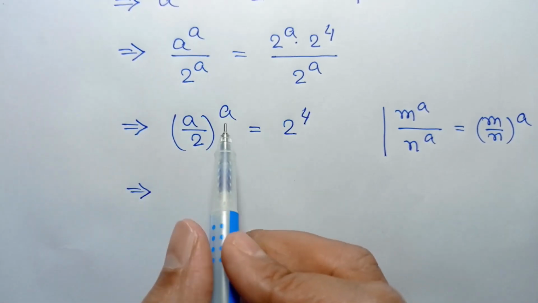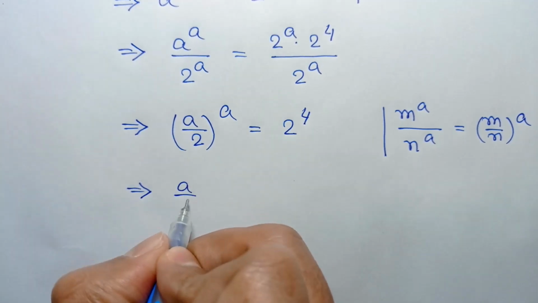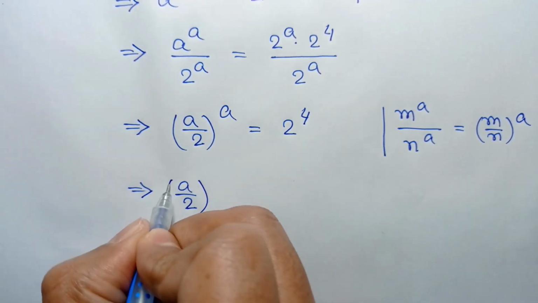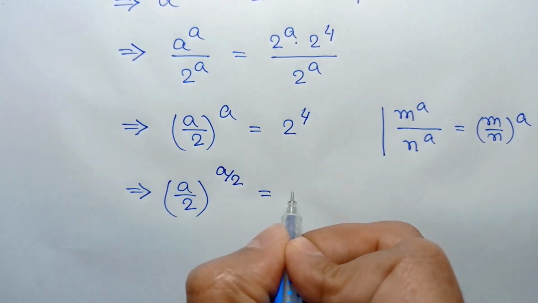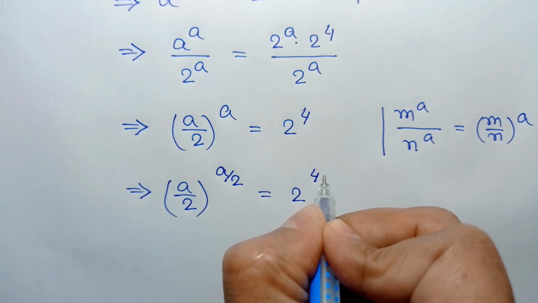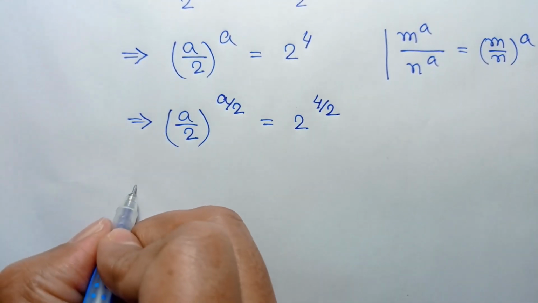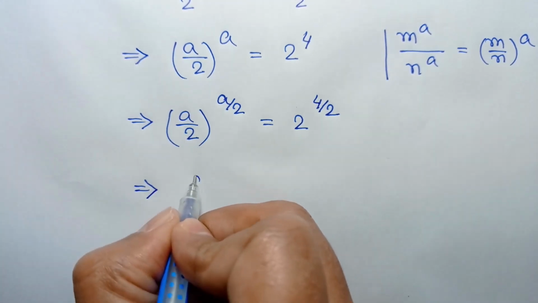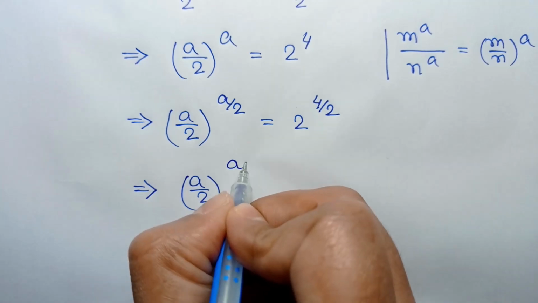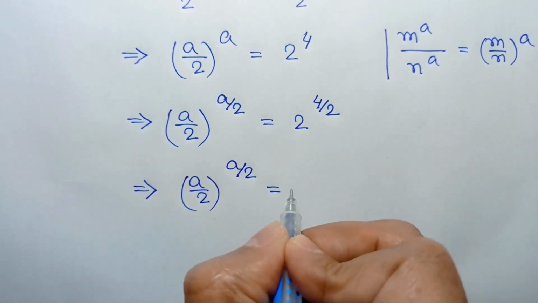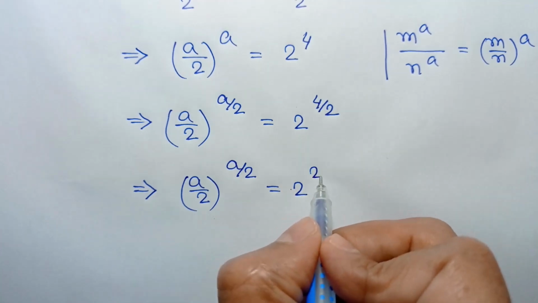Raising both sides to the power of 1 over 2, we can write a over 2 whole to the power a over 2 is equal to 2 to the power 4 over 2. So a over 2 whole to the power a over 2 is equal to 2 to the power 4 divided by 2, which is 2.